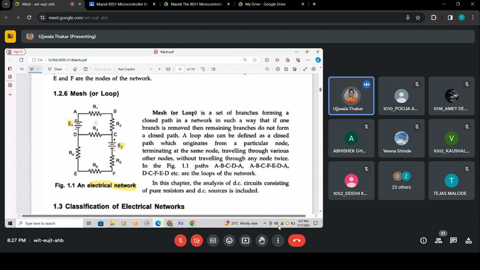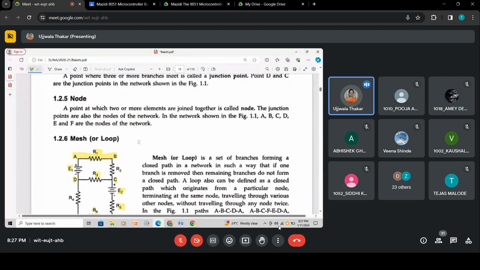Now, these are the resistances. There is R1, R3, R2, R5, R6. These are the resistances. Fine. Then this is called a branch. Branch is AB. Then these are the nodes or the junctions. This is junction B, junction C. These are the junctions.